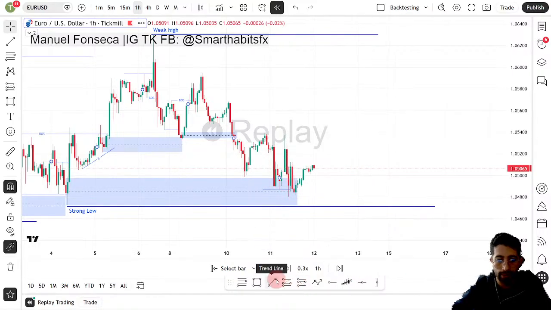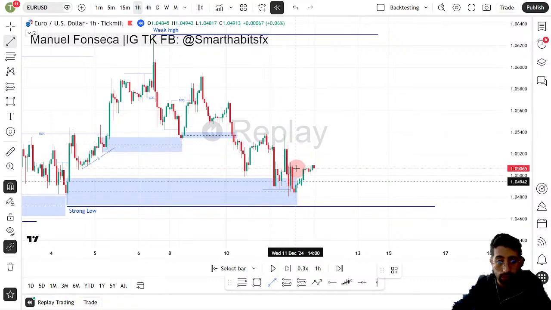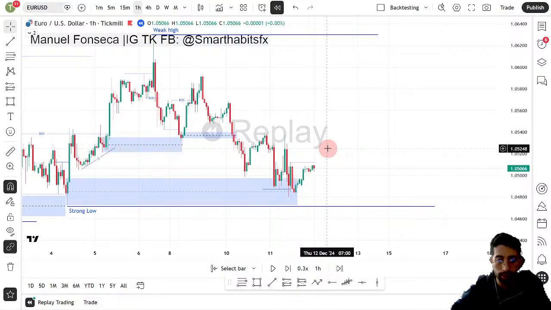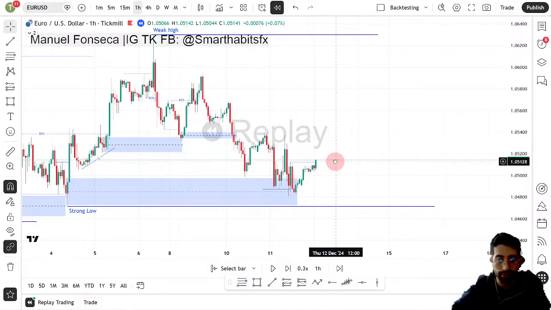Liquidity sweep, and then we have here a boss. This will be our boss. Not boss yet, but once it breaks it, it will become a boss. Now it's a boss, break of structure.